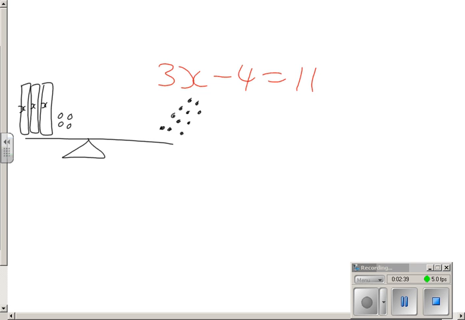When we have more than one step, the first thing we always want to get rid of is the constant. So we want to get rid of that minus 4. In order to do that, I have to understand zero pairs. So I'm going to add 4 to this side, and I'm going to add 4 to this side. If I added 4 pounds to one side of a scale and 4 pounds to the other, we really don't change its value. But in this particular case, because I added 4 to this side, I'm creating 4 zero pairs.